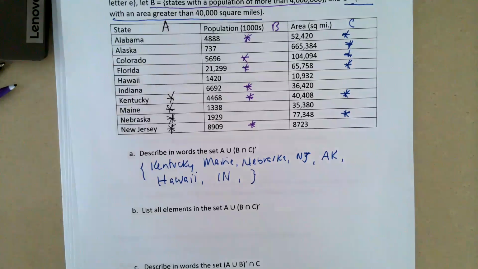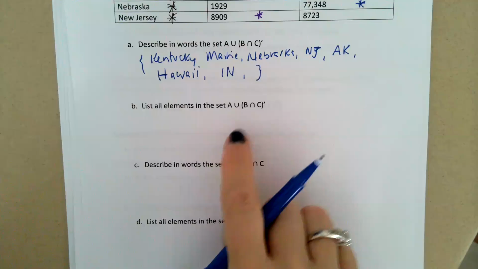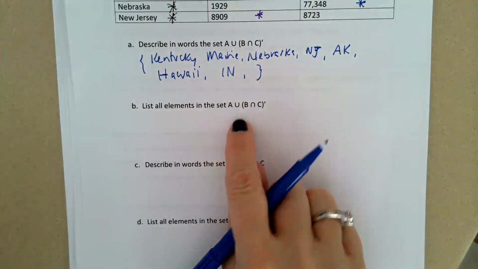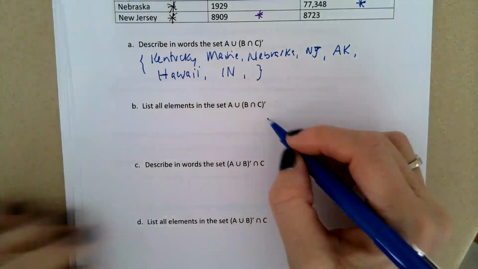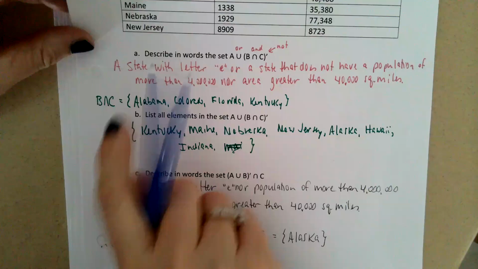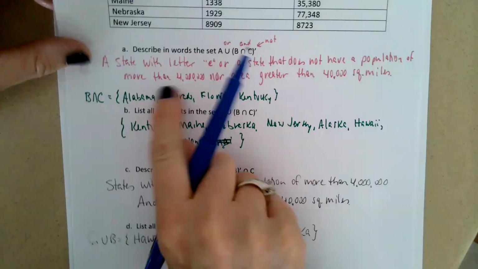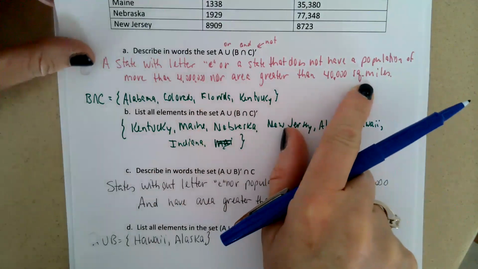Okay. So there's list all elements and it's that A union. Oh, so we already did that up here, sorry, I was supposed to do it in words. So in words, it's a state with the letter E or A that does not have a population more than 4 million, nor area greater than 40,000 square miles.